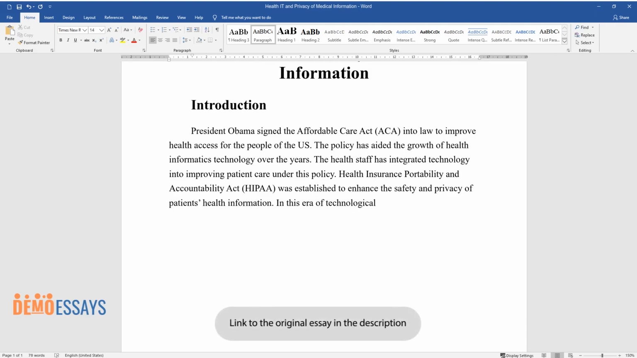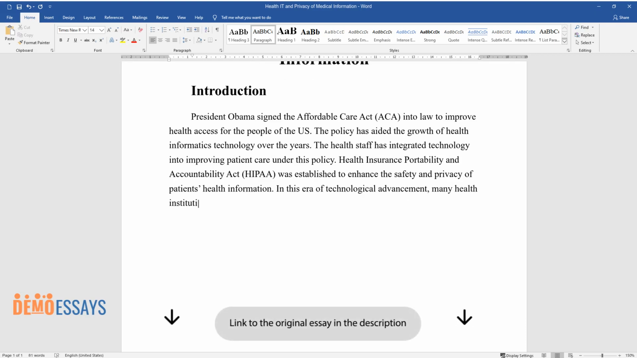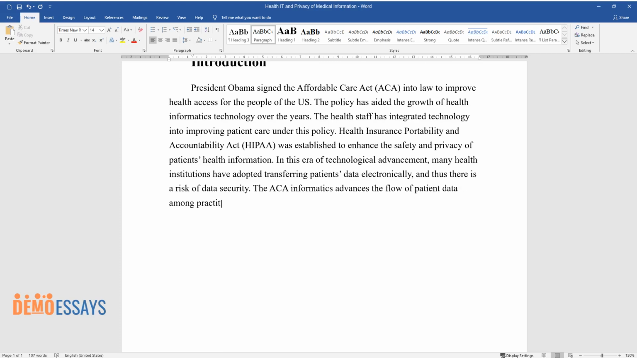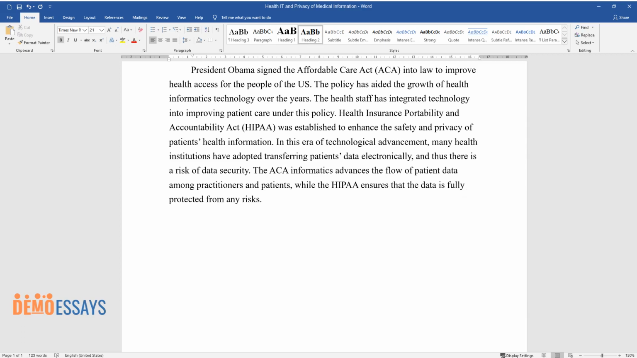In this era of technological advancement, many health institutions have adopted transferring patients' data electronically, and thus there is a risk of data security. The ACA Informatics advances the flow of patient data among practitioners and patients, while the HIPAA ensures that the data is fully protected from any risks.